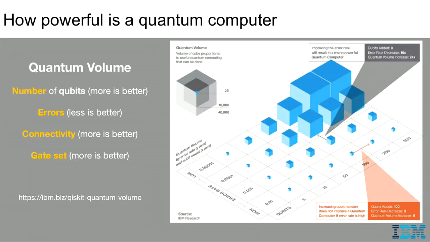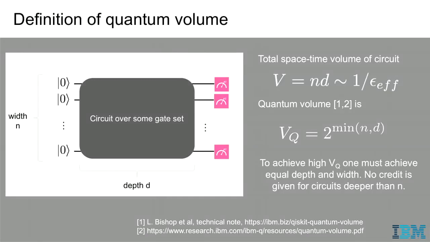So to quantify this, trying to quantify quantum volume, you could think of the number of qubits as a width and some depth d to think about this circuit over some gate set.